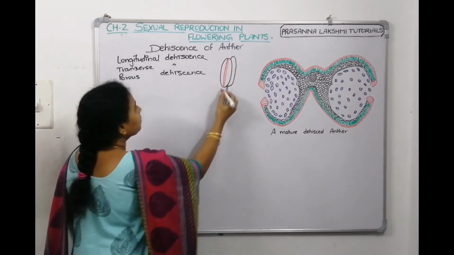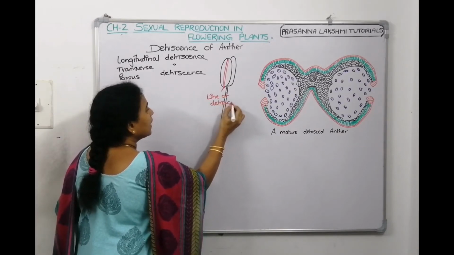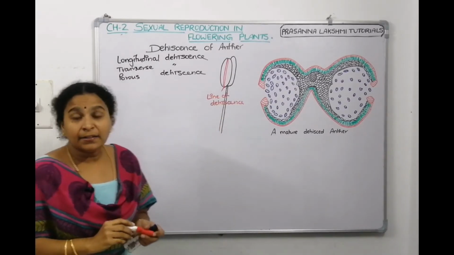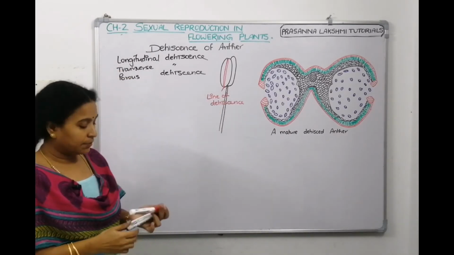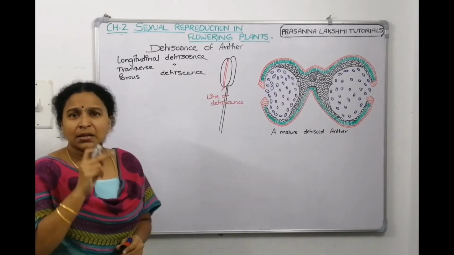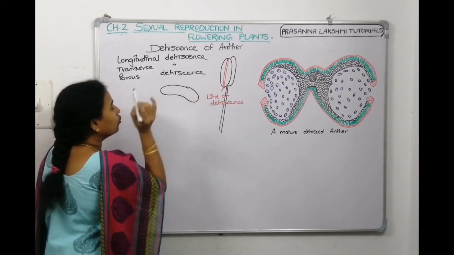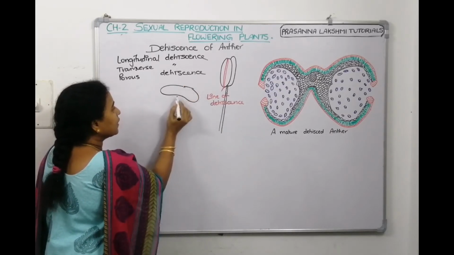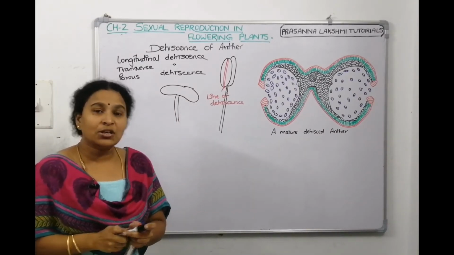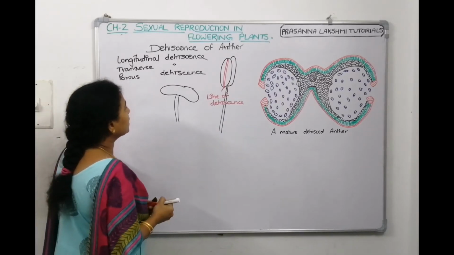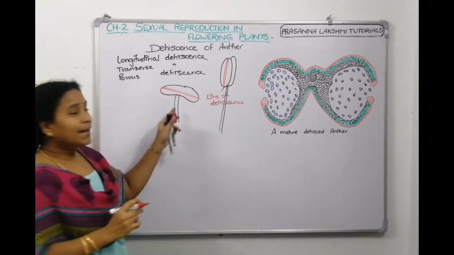What is this line representing? This is the line of dehiscence. If the anther lobes are breaking longitudinally, then that is called longitudinal dehiscence. And if you remember in China rose, in Malvaceae, we tell that the anther lobe is like this, one anther lobe, and it is dorsifixed. Now, if the anther is in such a manner, then it undergoes transverse dehiscence. Means the line of dehiscence will be like this.